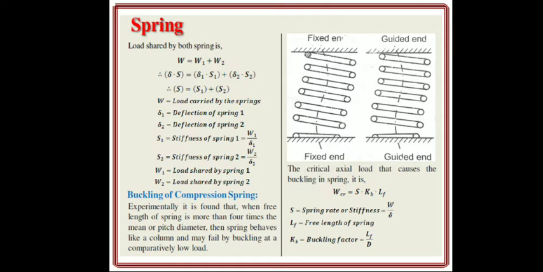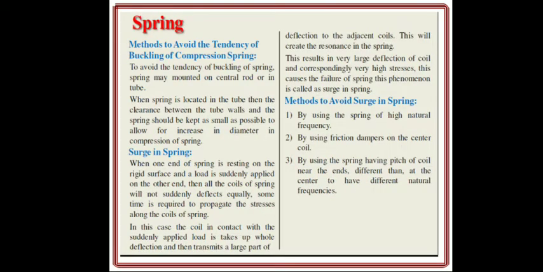Here S is the spring rate or the stiffness, calculated by W upon delta, and LF is the free length of the spring, which we have already seen. Then KB is the buckling factor, and it is calculated by LF upon D.